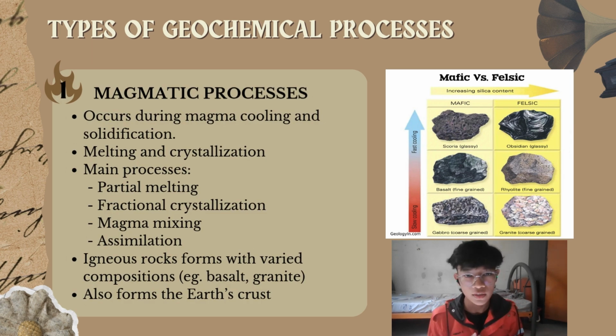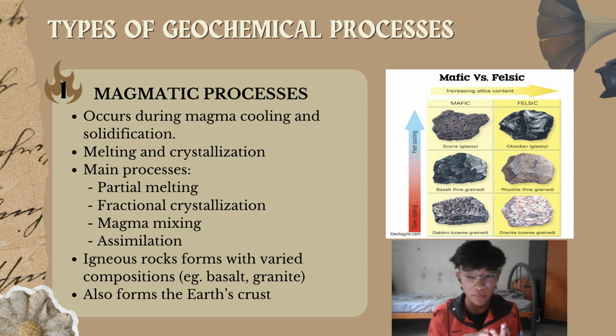In this part, I'll be talking about geochemical processes that happen during the formation of igneous rocks. Igneous rocks form when magma cools and solidifies. In this process, both melting and crystallization take place, leading to changes in the composition of the rock. There are four main geochemical processes involved. The first one is partial melting, where only some minerals in the rock melt. Second is fractional crystallization, where different minerals crystallize at different temperatures.